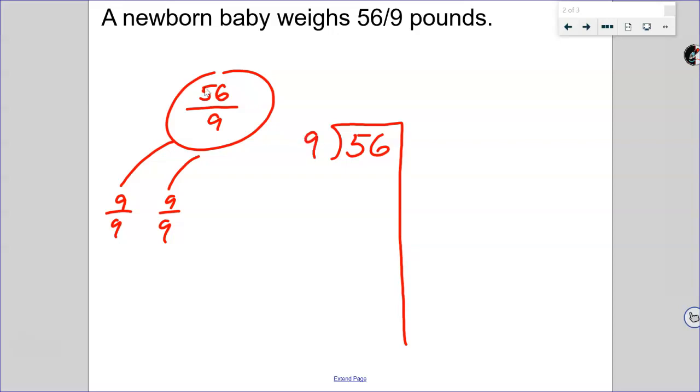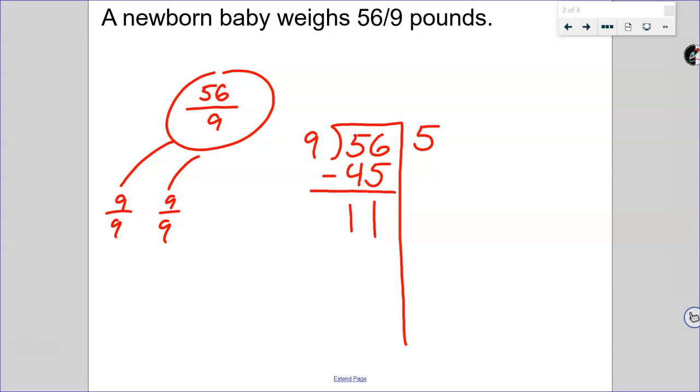And this one actually should be simpler. If you know your multiplication facts, it's going to be a piece of cake. If you don't, you can still get it right. So let's pretend for a moment, oh, I know 9 times 5. There we go, 9 times 5 is 45. And if I subtract that, that's going to leave me with 11.